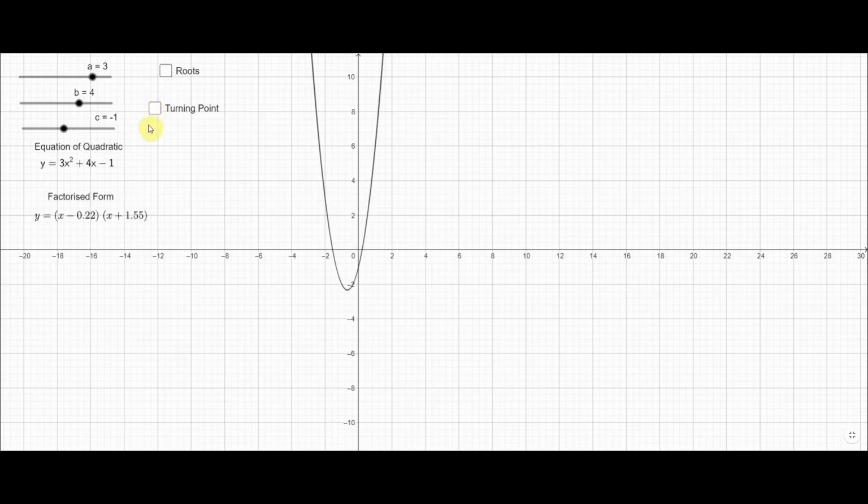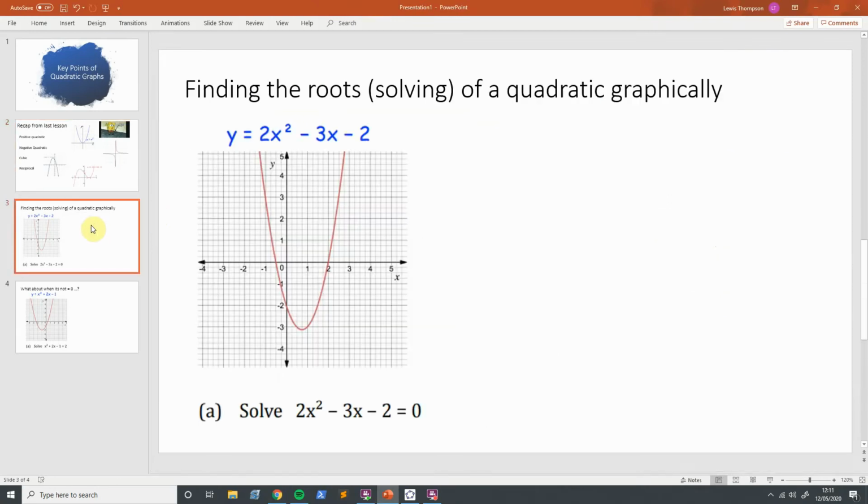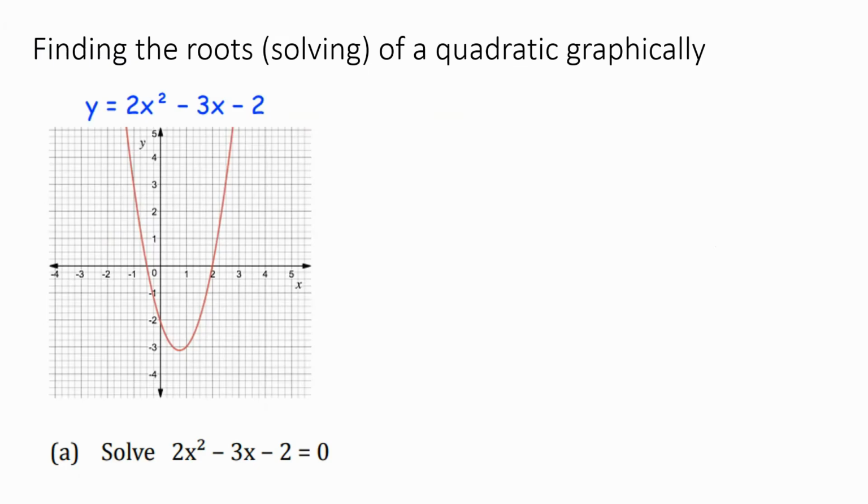So there we go. And I'm going to do two quick examples which are a bit more specific to the questions you will be answering. So, find my pen. We've got a graph here, and we're going to find the roots, which is what we call solving, of a quadratic graphically. So if we want to solve 2x squared minus 3x minus 2 equals 0, we'll notice that these are actually the same. So we're really solving where y equals 0.